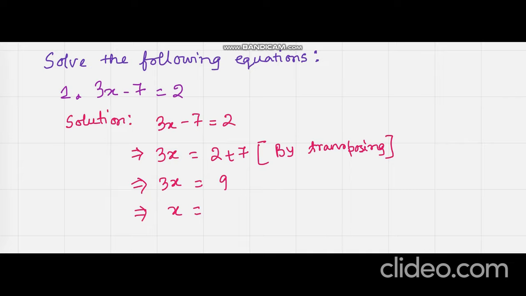Now since 3 is multiplied with x, if we change the side to the right hand side, it will be divide. So 3 will be getting divided. Okay, so 9 by 3, which is coming 3. So we will write the answer, x equal to 3 is the solution. Hope this is clear to you.